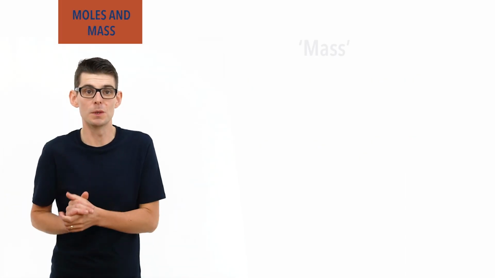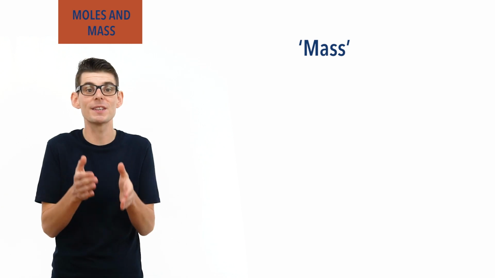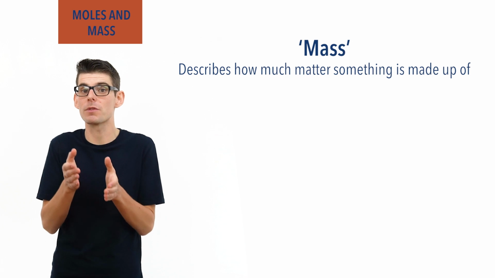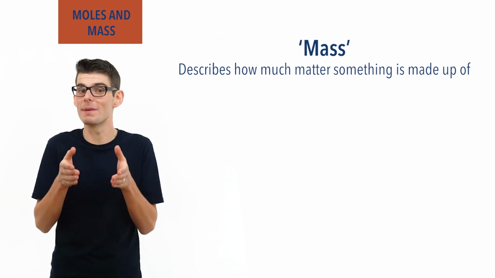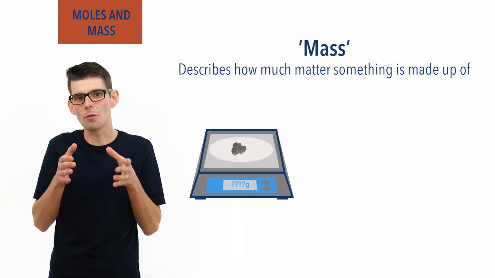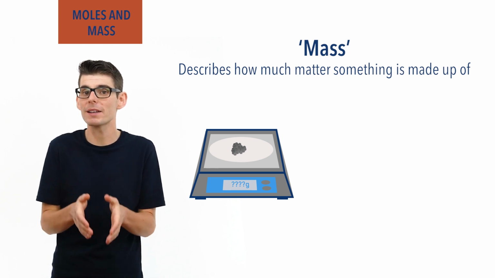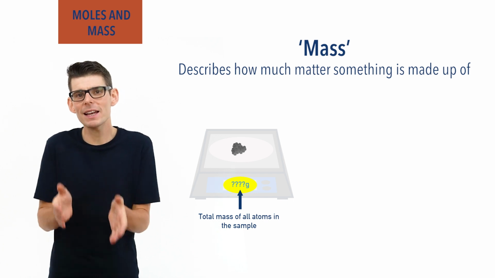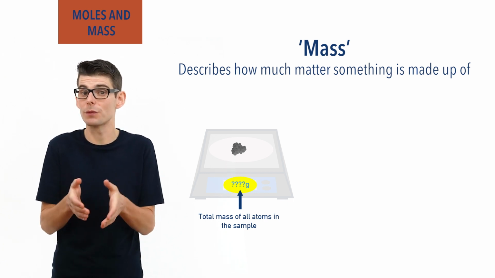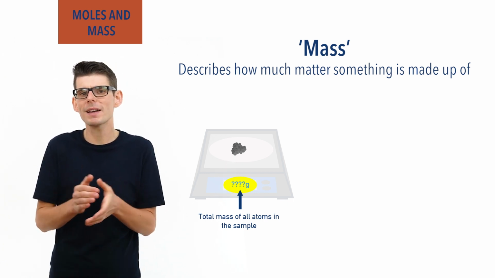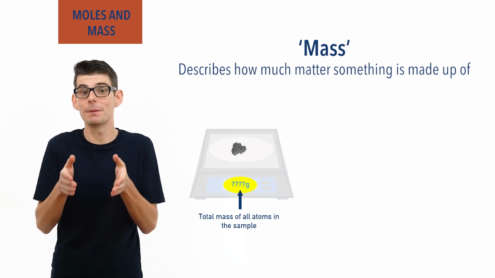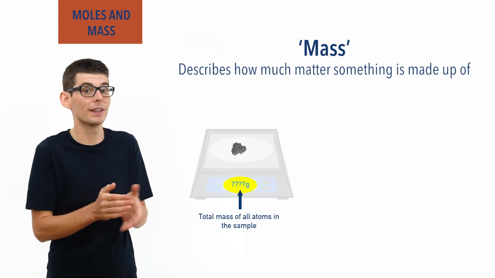Recap done? Let's go. Mass is a measurement used to describe how much matter something is made up of. In chemistry, we know that matter comes from atoms, and therefore when we measure the mass of something, what we are really measuring is the total mass of all the atoms present in the sample. As atoms of different elements can all have different masses, the overall mass of a sample doesn't really give us much useful information about how many atoms or molecules there are in it.